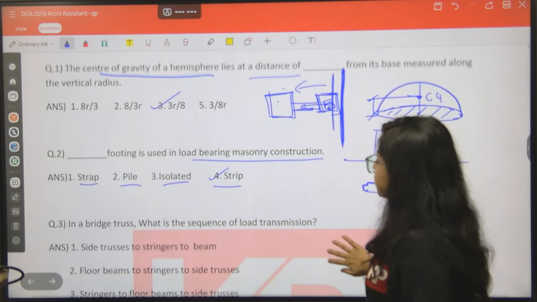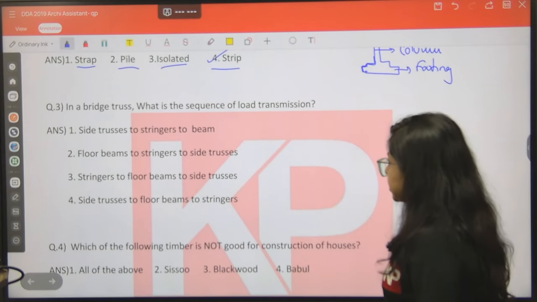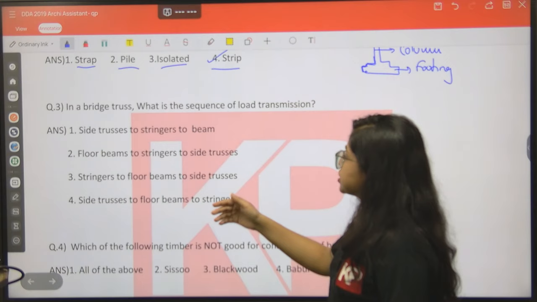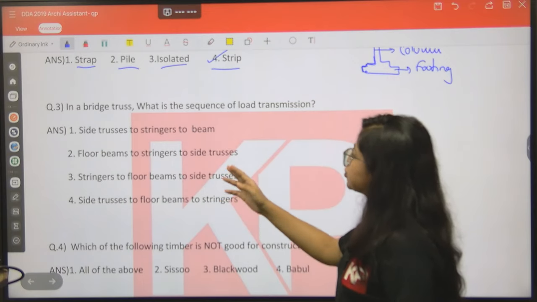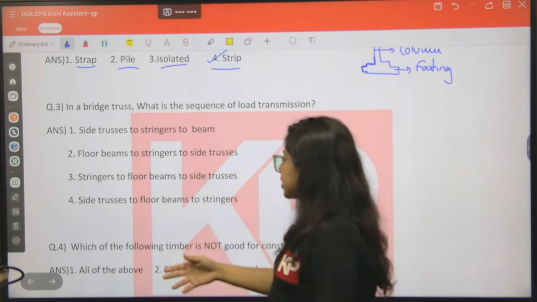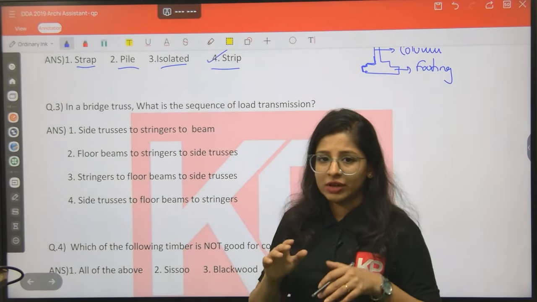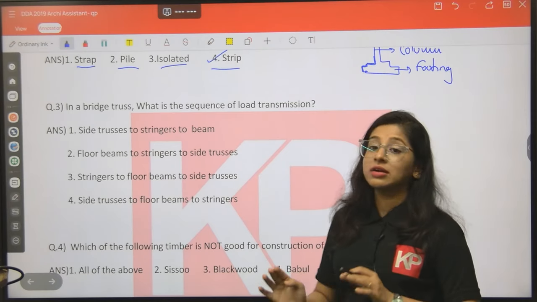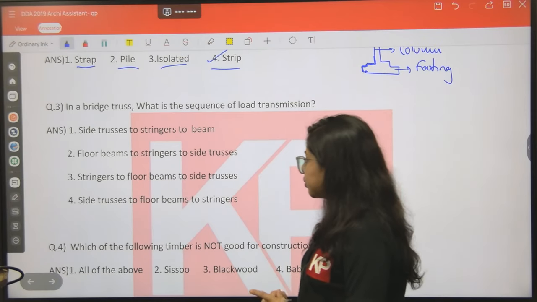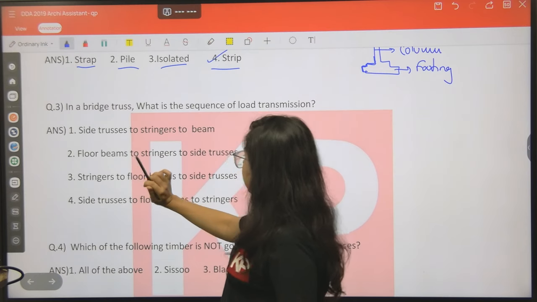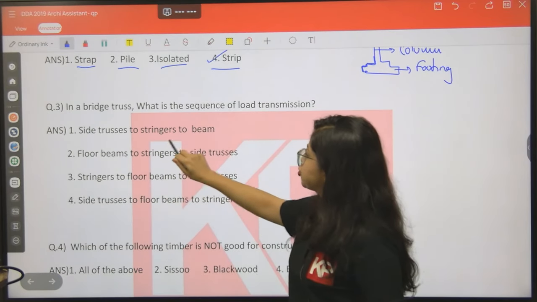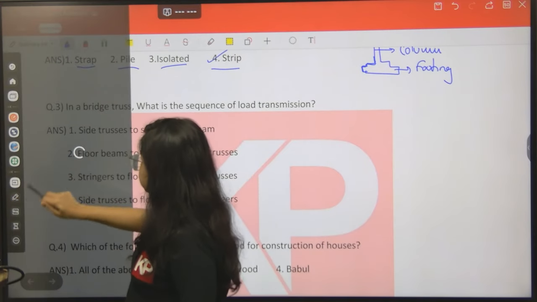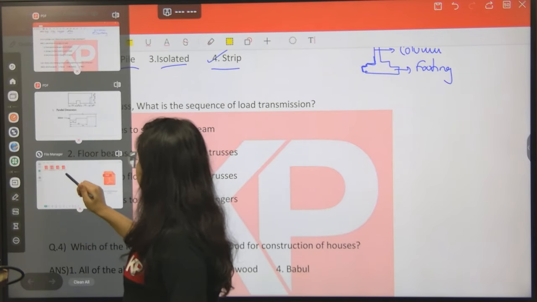Fine. Next question. In a bridge truss, what is the sequence of load transmission? Side trusses to stringers to floor beams, floor beams to stringers to side trusses, stringers to floor beams. They're basically asking, whenever the load is getting transferred in a bridge, what is the sequence for that? Now, before that, there are three words: side trusses, stringers and floor beam. Let's try to see what a bridge truss is and let's try to understand what these parts are.